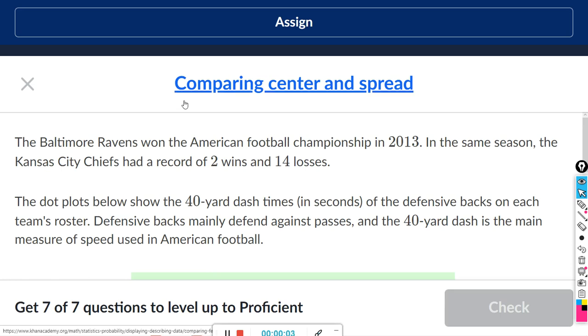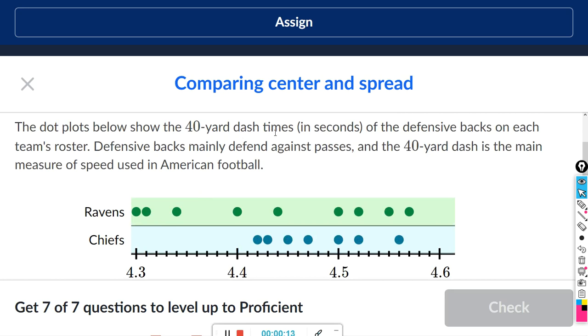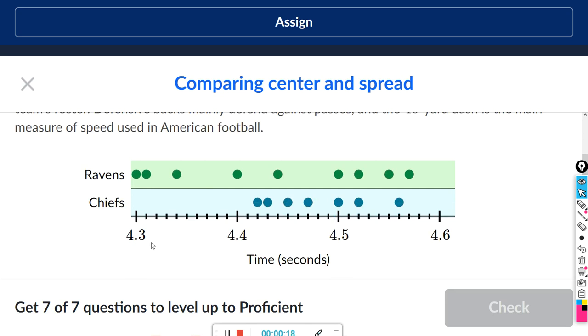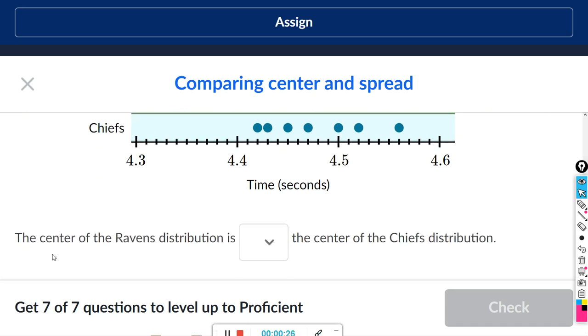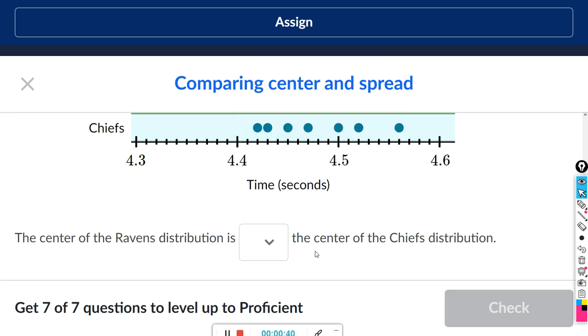This will be for the con assignment, comparing center and spread. So here we have the dot plots of 40-yard dash times in seconds. Remember, the lower the time, the faster the speed. Not sure if that's relevant for this problem. So the first one, they're asking about the center of the Ravens distribution versus the center of the Chiefs distribution. And we have to say if it's greater than, less than, or about the same.